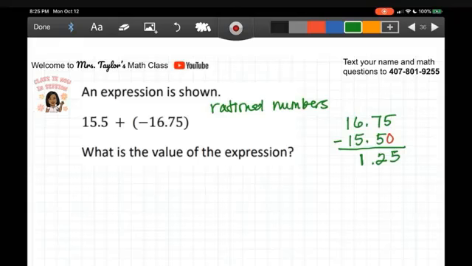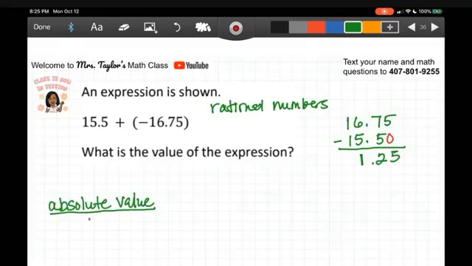Now, the problem is that you have to know your rules. Is this going to be a positive answer or a negative answer? The answer to that question is it's going to be negative. The reason why I know is because of my absolute value rules. So absolute value is how far a number is from 0.